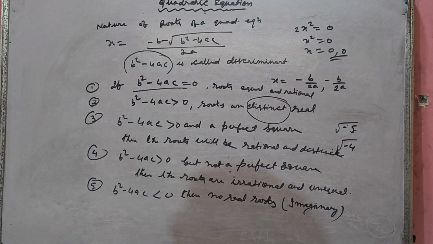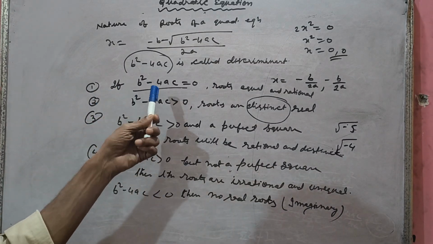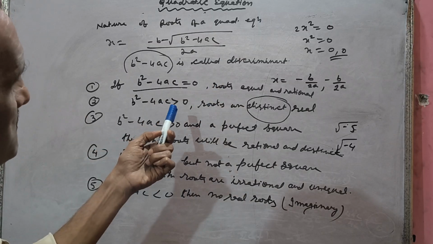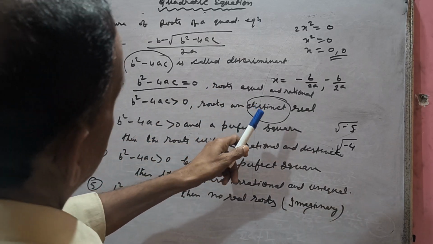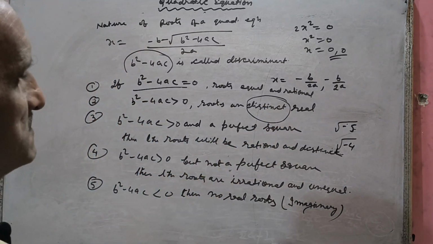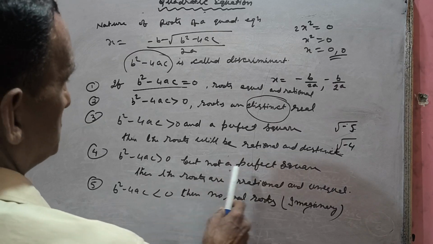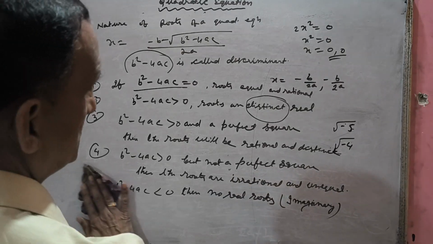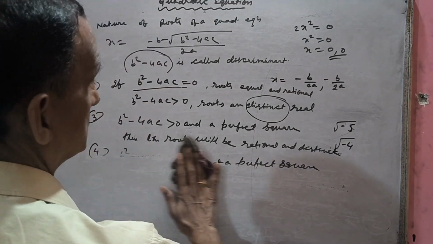So is it clear? Can I repeat it once? Equal to 0, then roots will be rational and equal. Greater than 0, then roots will be unequal and real. Greater than 0 and a perfect square, then rational. Greater than 0 but not a perfect square, then irrational. Less than 0 means the roots are not real, they will be imaginary.